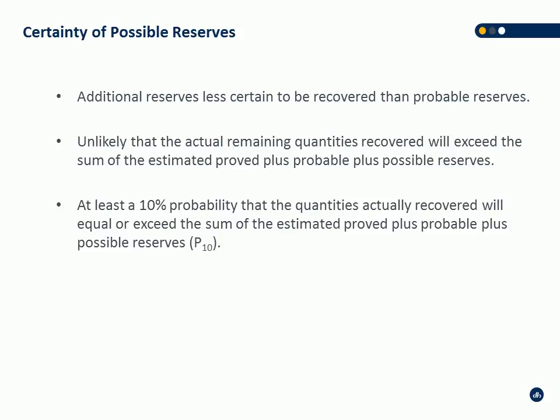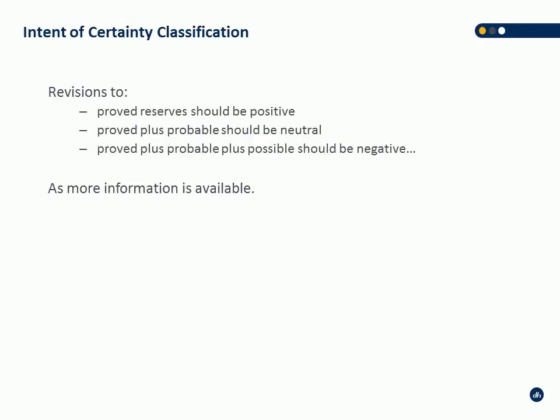The intent of the certainty classification: this is where we'll talk a bit more about how you determine whether companies and evaluators are doing a good job in sticking to the definitions. This is one of the easiest ways to tell if you have a few years of performance of reserves. Proved reserves, generally speaking, should be going up over time. And this is talking about technical revisions. It's not talking about adding new volumes or extensions or infills. It's talking about revisions to existing forecasts on a proved basis. They should be going up, almost always.